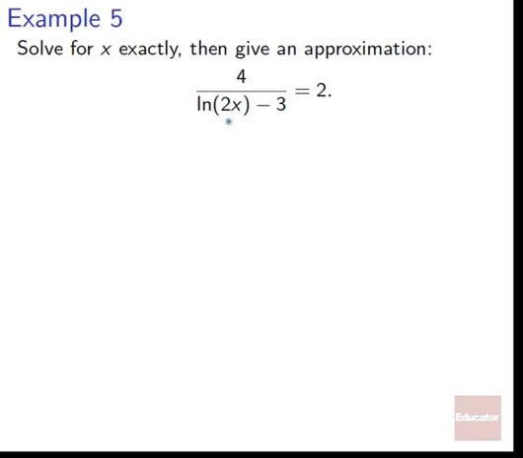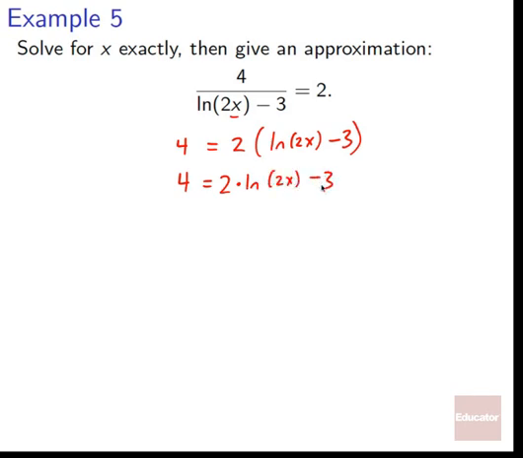So we've got the x that we're looking for in the denominator. We don't like things stuck in the denominator, so let's multiply it on both sides. So multiply by the natural log of 2x minus 3 on both sides. So we get 4 equals 2 times the natural log of 2x minus 3. We can distribute the 2.